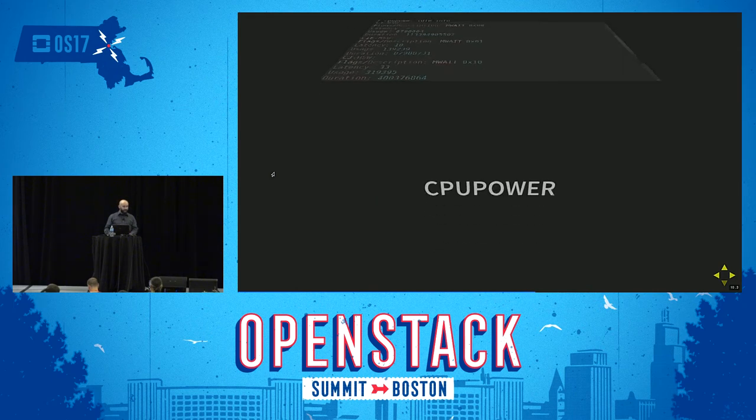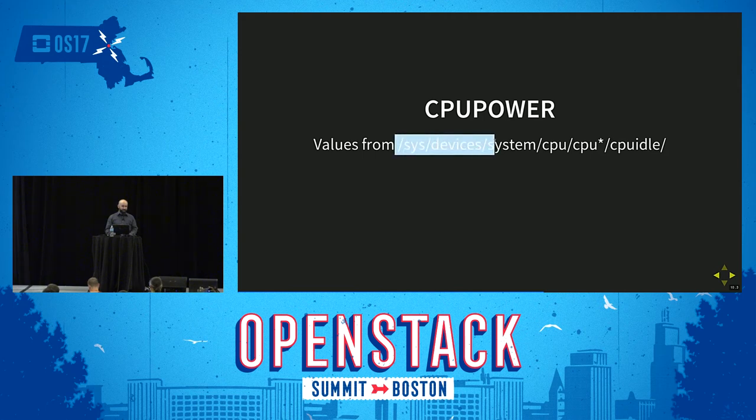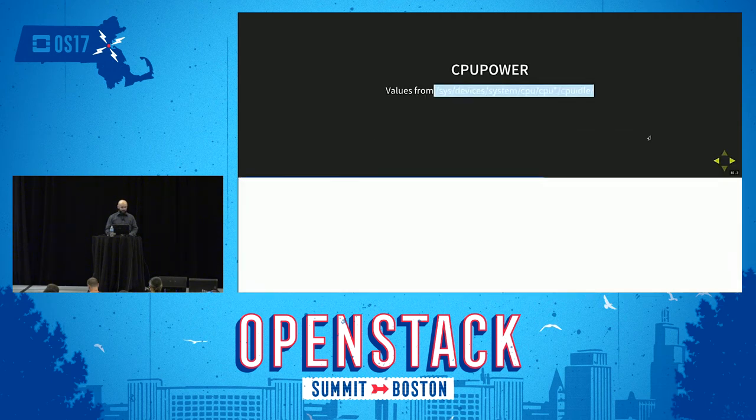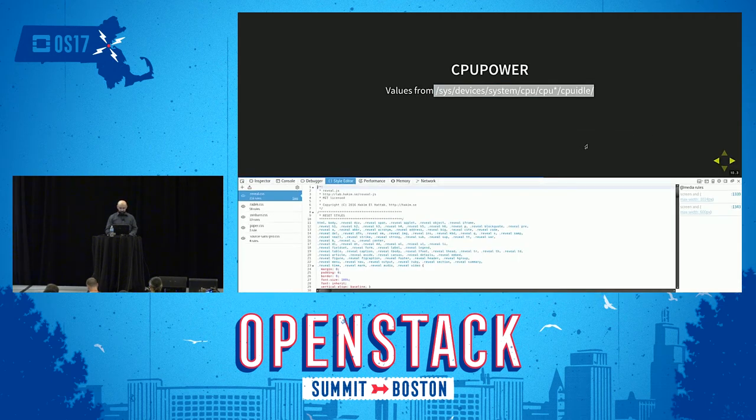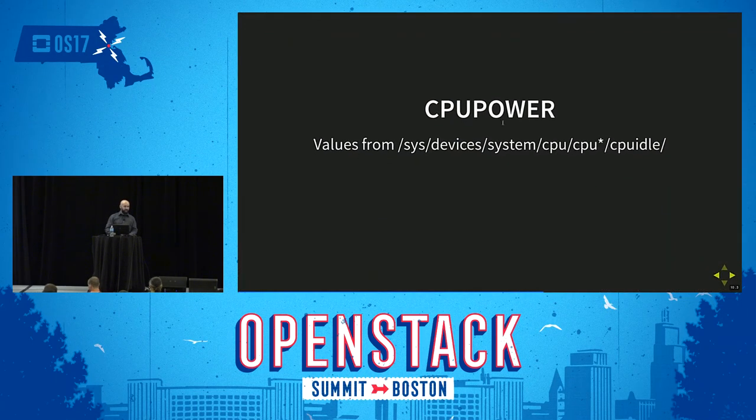One step back, sorry. All the C states, you can find all these parameters in the sys file system. If you execute, for example, a command like this... I don't see the command. Okay, sorry. I broke something. I'll probably make the demo when I finish. I don't know how much time I have left. Anyway, all the information about C states you can find in the sys file system.